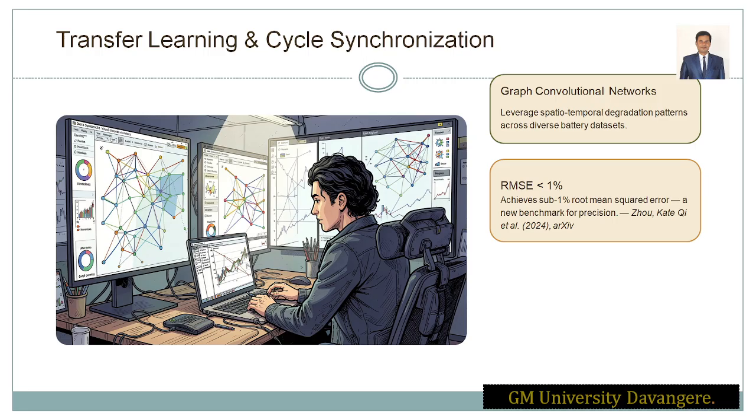So we have to think about the cycle synchronization. Why is it needed? Why is it very important? Why is cycle synchronization very, very important? If you take one cycle per day, it is around 40% of DOD. For example, if you take 40% of DOD, what does it mean actually?